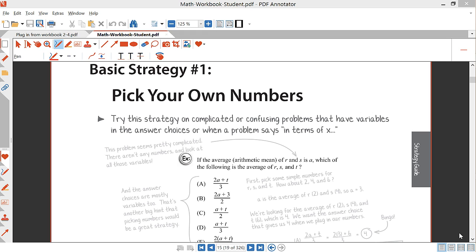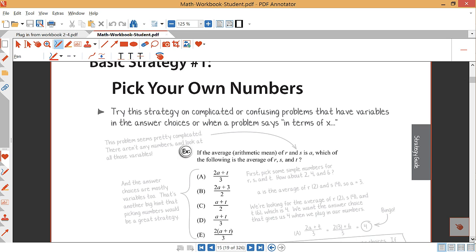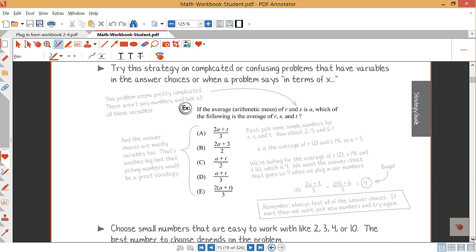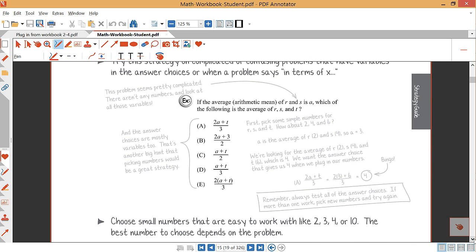It's called pick your own numbers, and you want to use this strategy when there are variables in your answer choices. So for example, we'll see here this particular problem, there are variables like a letter A, B, X in your answer choices, and this particular problem does have that. Okay, so what we're going to do is pick numbers to replace those variables.